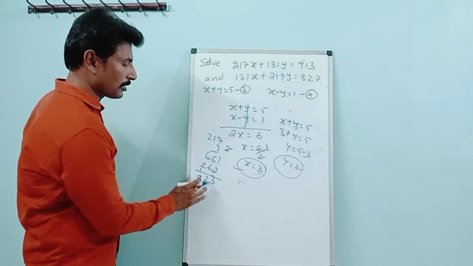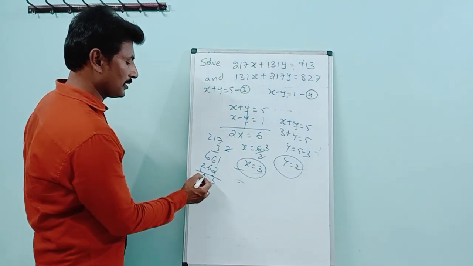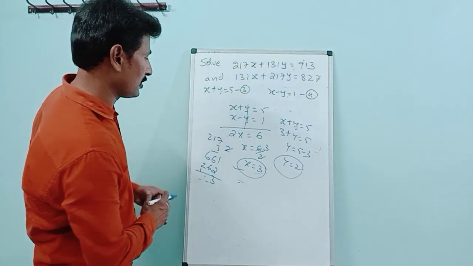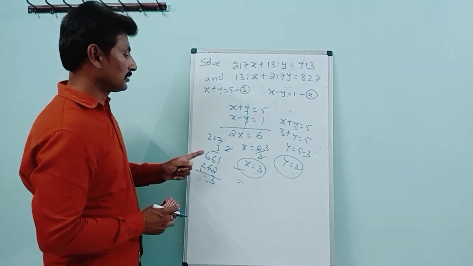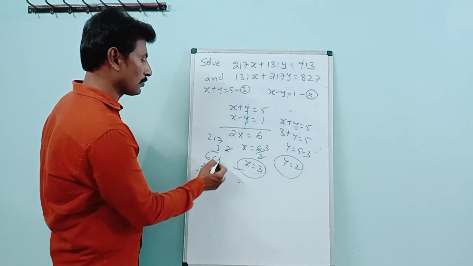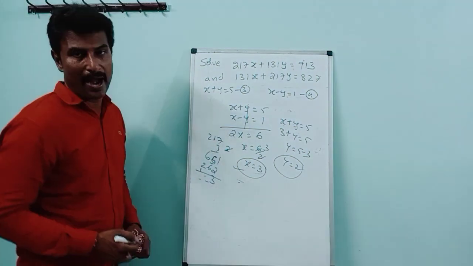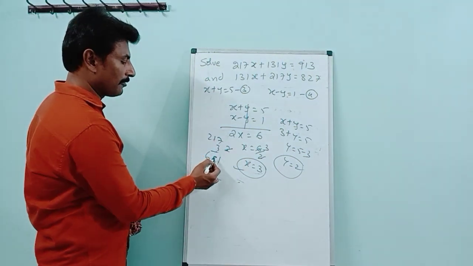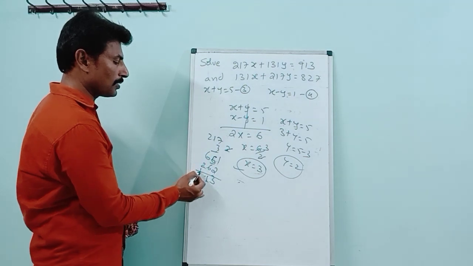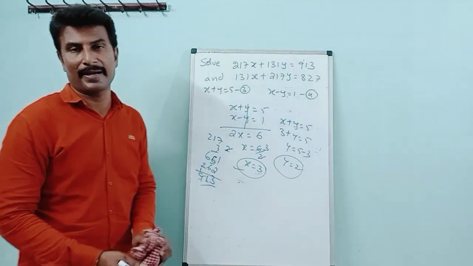Sorry, let me check it once. 3 sevens are 21, 3 ones are 3, 3 plus 2 is 5, 3 twos are 6. So now add it. 1 plus 2 is 3, and 5 plus 6 is 11, 6 plus 2 plus 1 is 9. Yes, I am getting 913.